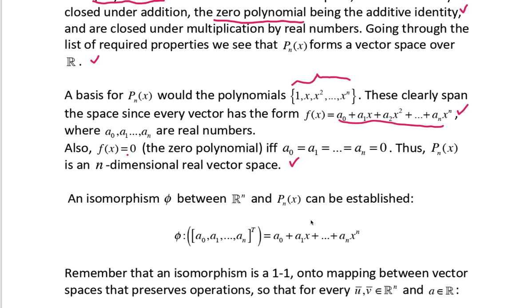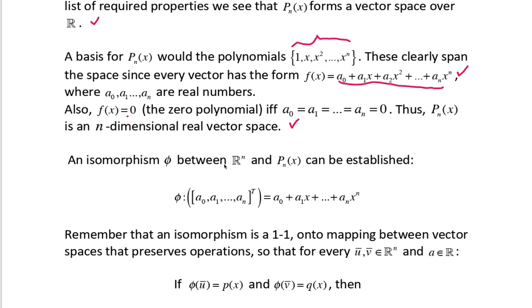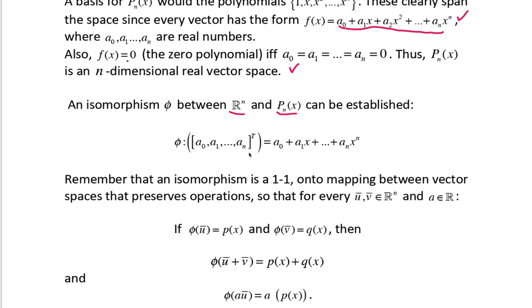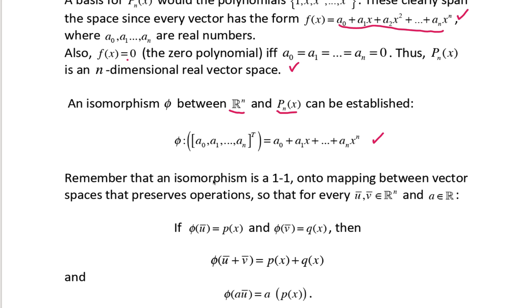Okay, we can create an isomorphism between R^n and P sub n of x, okay? I wrote this as a row vector transpose, so it's a column vector. So if I've got the column vector a naught through a n as part of R^n, and I map that onto what? a naught plus a1 x plus such and so forth down to a sub n x to the n. Okay, I claim that would be an isomorphism. Remember, an isomorphism is a one-to-one onto mapping between vector spaces that preserves the operations.